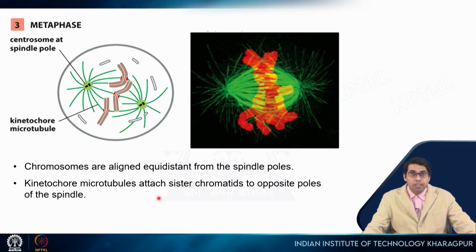Kinetochore microtubules attach the sister chromatids to the opposite poles of the spindle. So this sister chromatid is attached to this, and this sister chromatid is attached to this, right. They will grow and shrink. This push and pull will happen and that will ensure that all the sister chromatids are at the center of the cell.